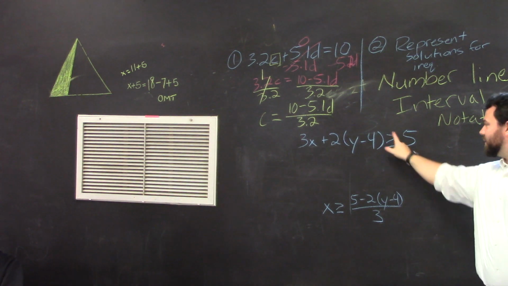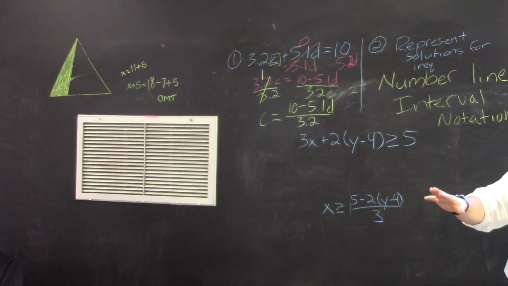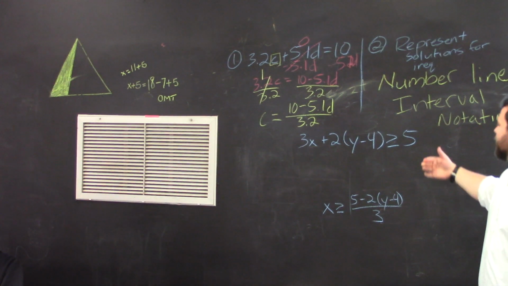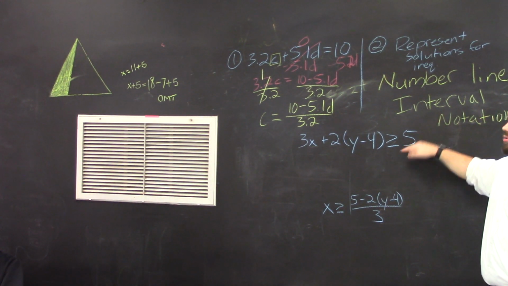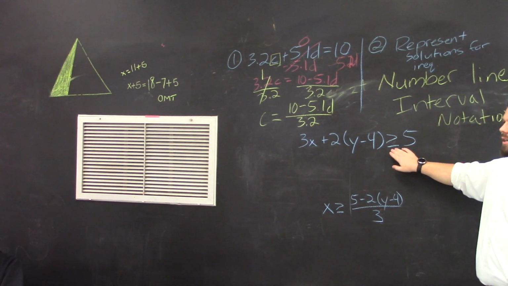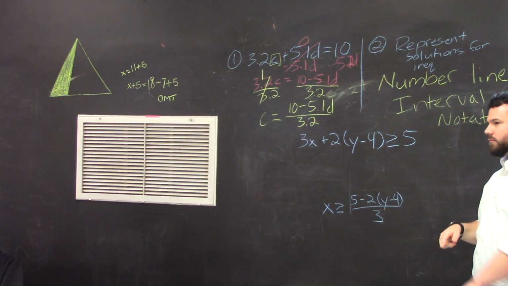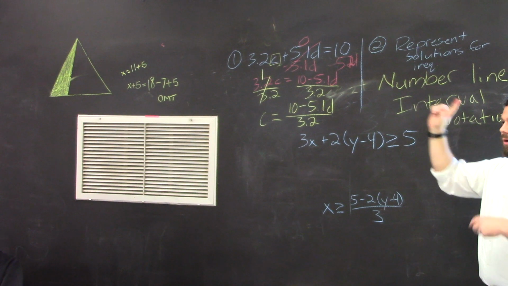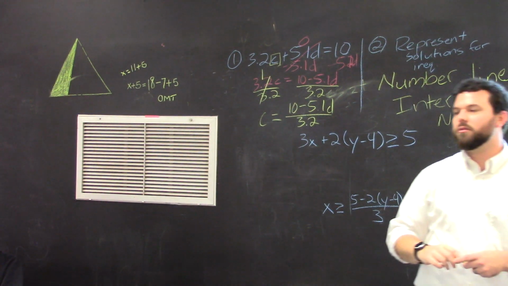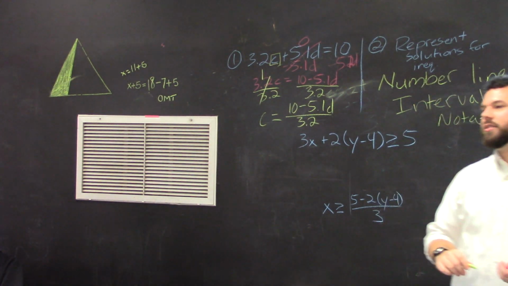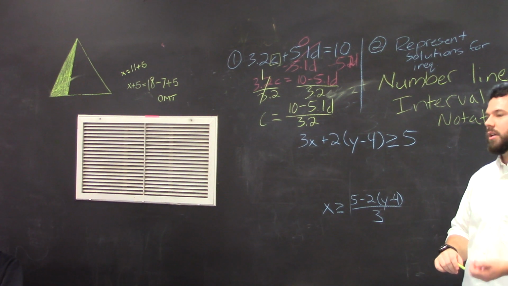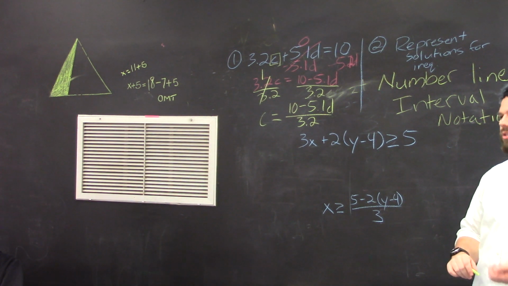Inequality. Very similar ideas, but notice we're not trying to create equivalent equations. We're trying to create equivalent inequalities. Okay? Divide by 3. We'll get to that in a second. But the whole point is we need properties of inequalities. What else can we use? Yep. Distributive property.